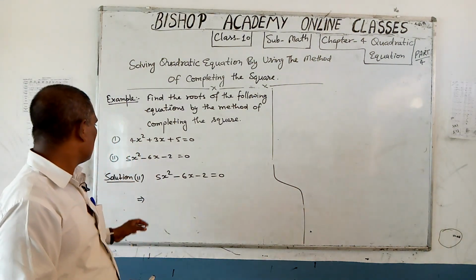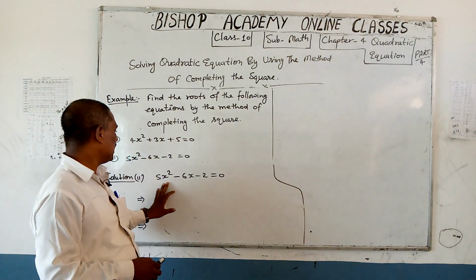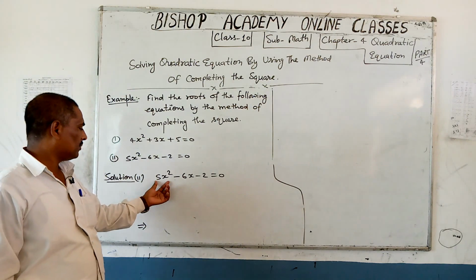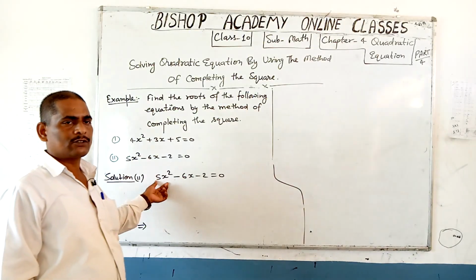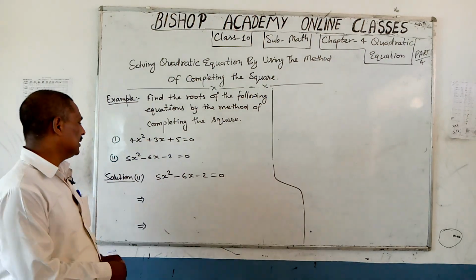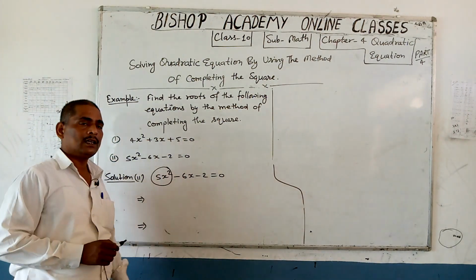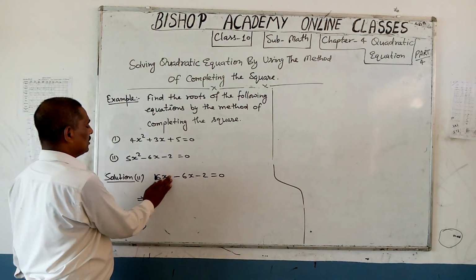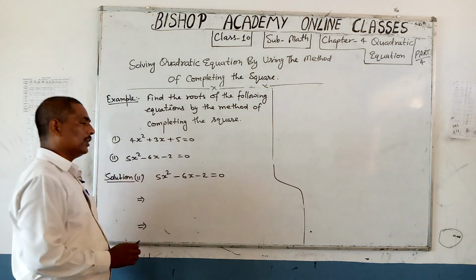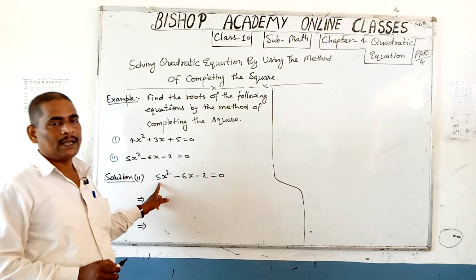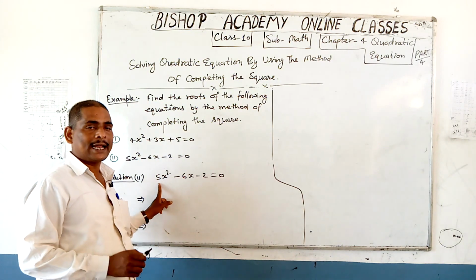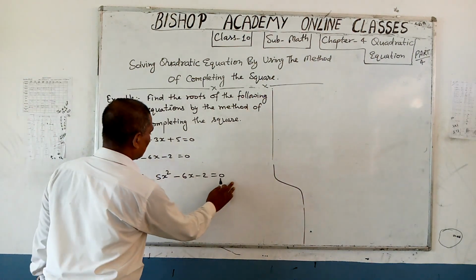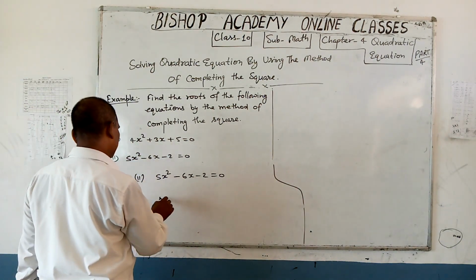Student, now see how to solve the second one. 5x square minus 6x minus 2 is equal to 0. Here, student, you can see the first term 5x square is not a complete square term. To make this a complete square, you will multiply this term by 5. When you multiply 5x square by 5, you will get 25x square, and that will be a complete square term. So you will multiply this equation by 5.